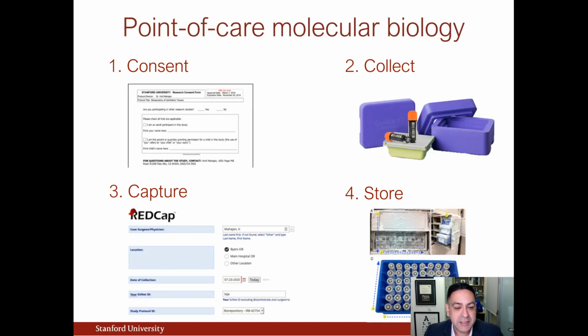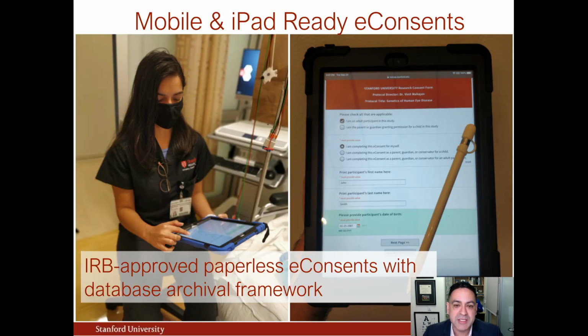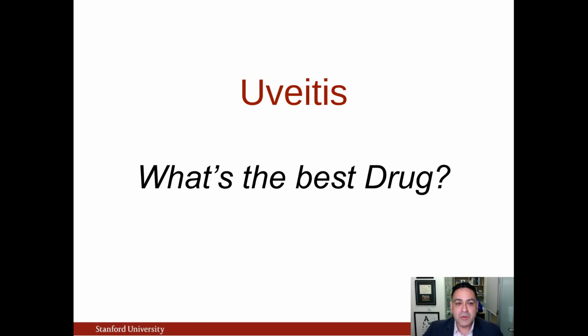More recently, we have moved to an e-consent process where the process is entirely electronic, which aids in the efficiency of the system. So I'm going to start with one of our first examples. Uveitis is intraocular inflammation. It's inflammation inside the eye, just like you might have joint inflammation or any inflammation elsewhere in the body. And like any physician, when we see this inflammation, we're challenged with what's the best drug to use?